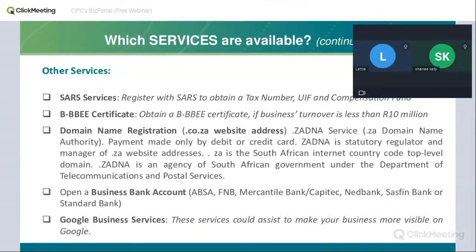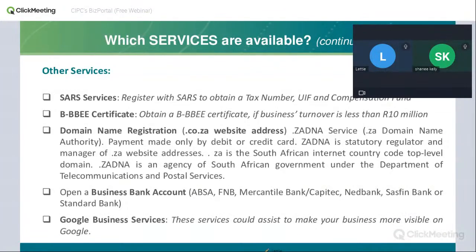Other services which are available on the BizPortal platform are SARS services. Register with SARS to obtain a tax number as well as UIF and compensation fund. Your triple B-BBEE certificate, you can obtain it if your turnover is less than 10 million. The domain name registration. This is your .co.za website address.